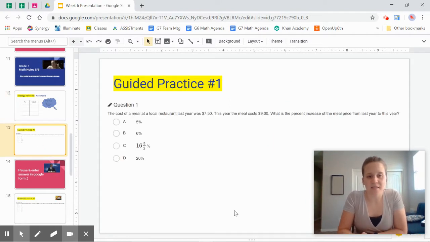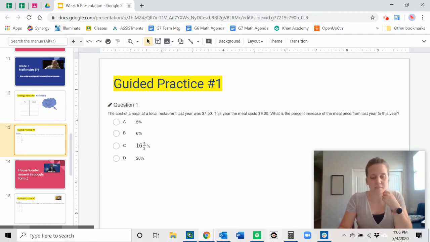The cost of a meal at a local restaurant last year was $7.50. This year, the meal costs $9. What is the percent increase of the meal price from last year to this year? So let me make sure first that I'm understanding the question correctly. Last year, the meal cost $7.50. This year costs $9. The price has gone up from last year to this year. That's why it says, what is the percent increase? Because the price is increasing, okay?